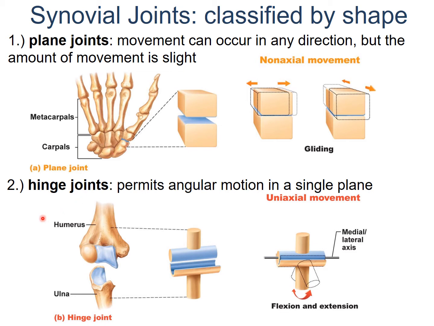For the hinge joints, this permits angular motion in a single plane. Your example is going to be between humerus and ulna, which is where your elbow is. So humerus is in the upper arm, ulna is one of the bones in the lower arm, and if you bend your elbow, that movement is angular motion, and that's what they're trying to represent with these little pictures right here. So for exam 3, we need to know the definition, and then we need to know the example of a hinge joint occurs between humerus and ulna.